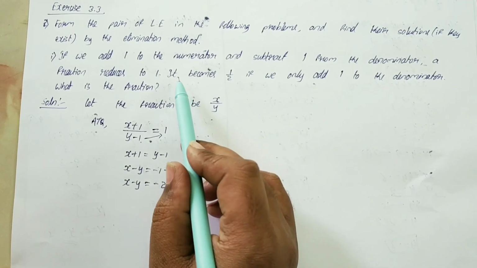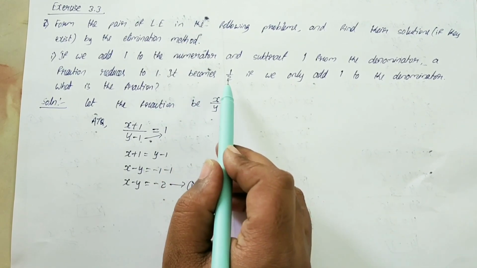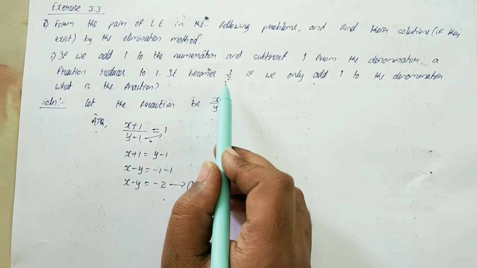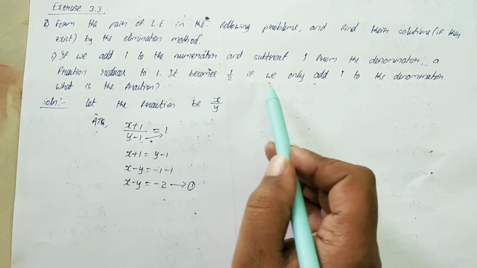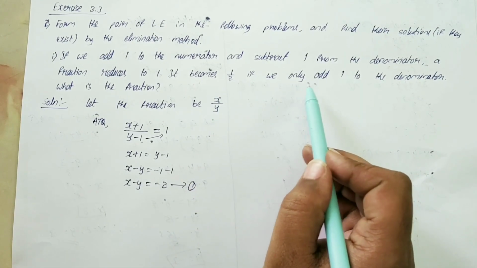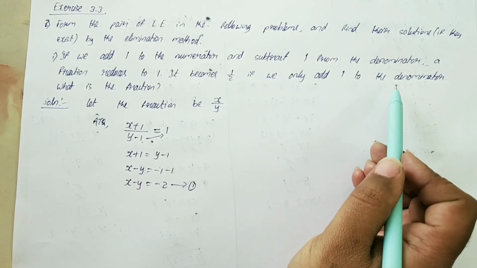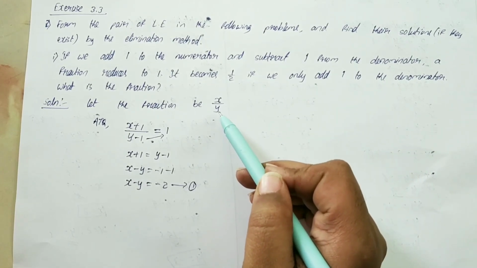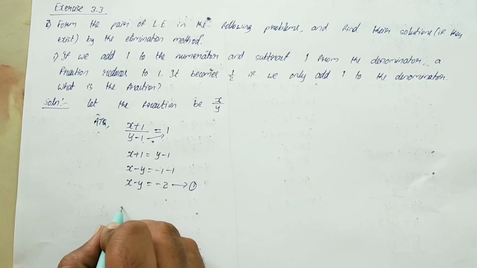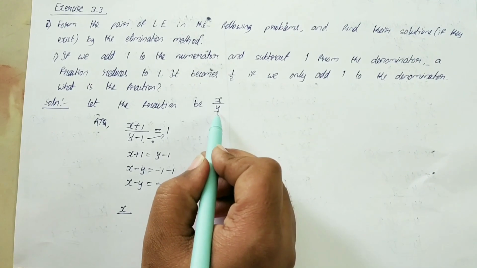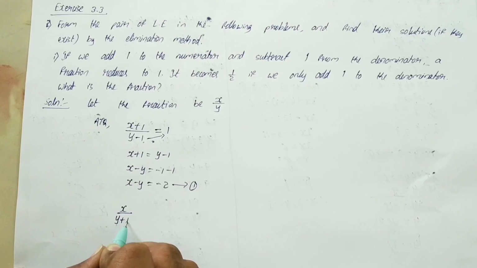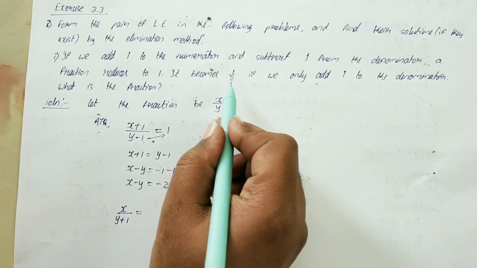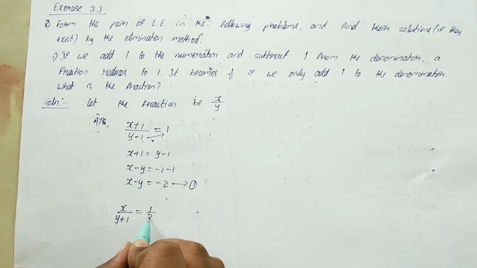Now what is the second statement? It becomes 1 by 2, which means the fraction becomes 1 by 2 if we only add 1 to the denominator. That means if we add 1 to the denominator, then the fraction will become 1 by 2. So what will it become? Numerator x as it is. Denominator, if we add 1, will become y plus 1. So what will our fraction be now? 1 by 2. So x by y plus 1 is equal to 1 by 2.